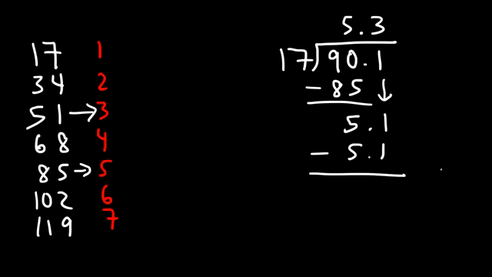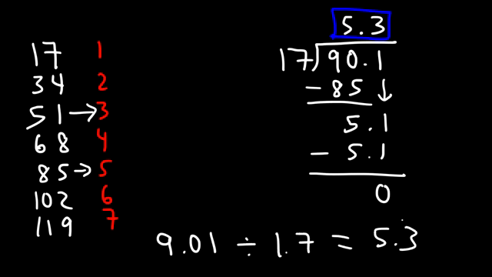17 times 0.3 is 5.1. And so our final answer in this example is 5.3. So thus we can say that 9.01 divided by 1.7 is 5.3.